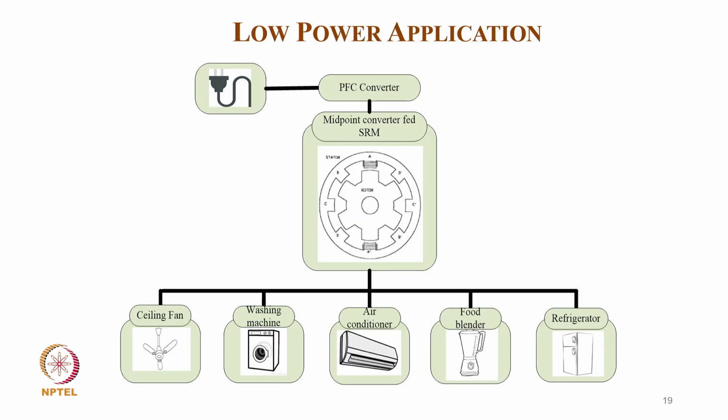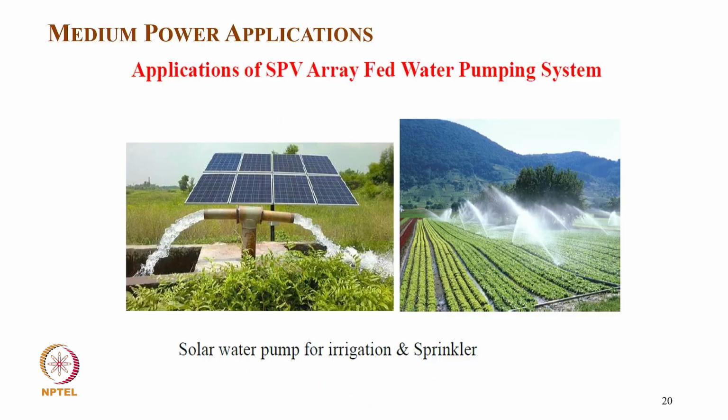Coming to a follow-up of the basic concept, we have a power factor correction converter with a midpoint converter for 6 by 4 and 8 by 6 modes, as you can see here, and all these are normally used for ceiling fans, washing machines, air conditioners, food blenders, and refrigerators. Another major application of medium power is the solar photovoltaic array fed water pumping system.